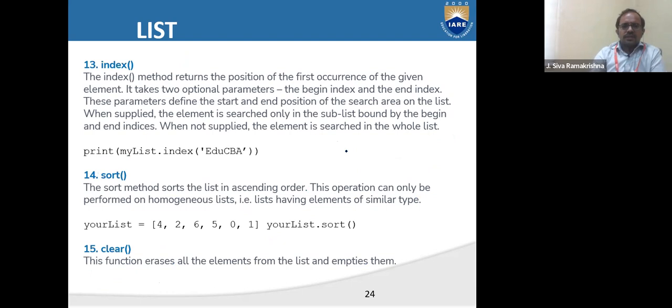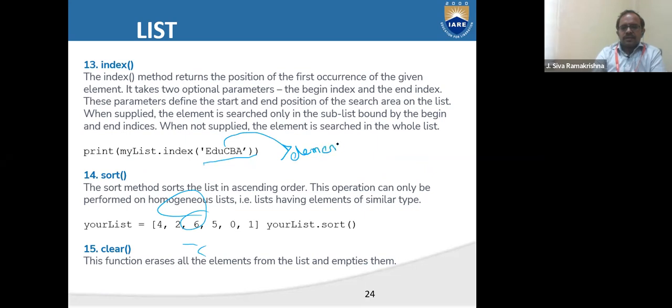And now the other one is index. This method returns the position of the first occurrence of the given element. Of course, this element may occur several times in the list, and it is repeating actually, right? However, it will print the index of the first occurrence of the element. So this is the element or value.